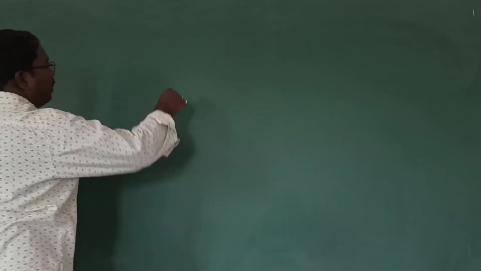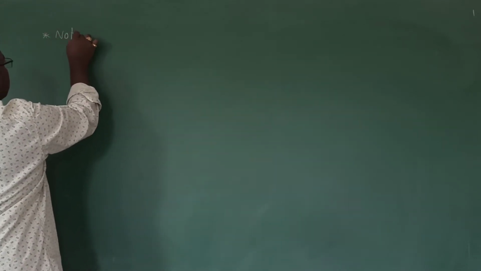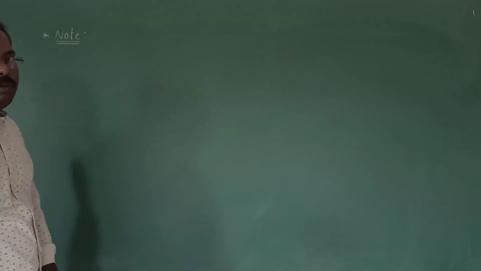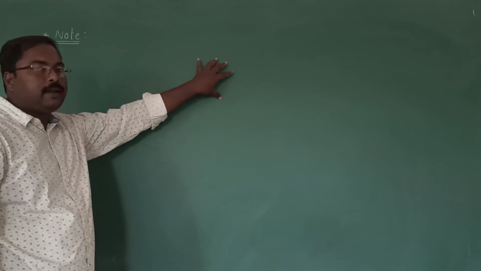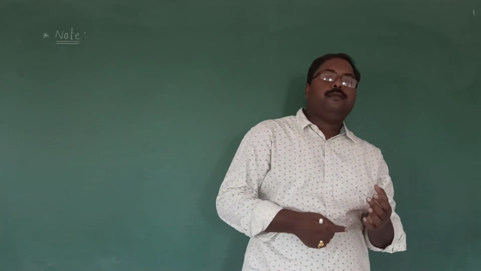Now note down the point. Highlight this point in the notes. Okay. What is the point we need to remember regarding finding the number of valence electrons? I hope you understood.